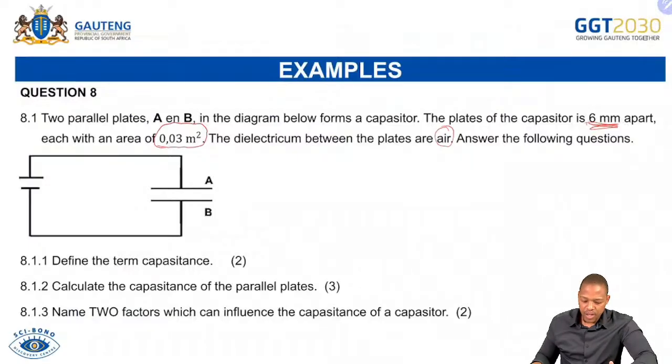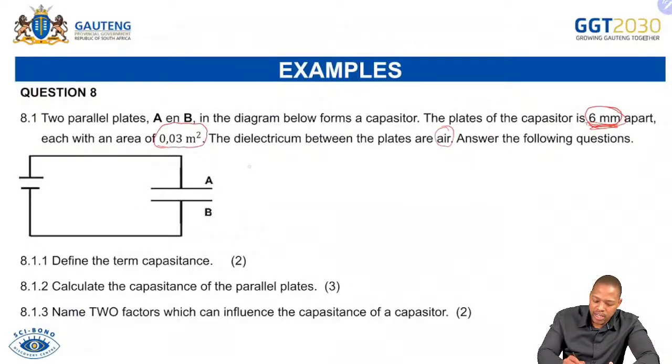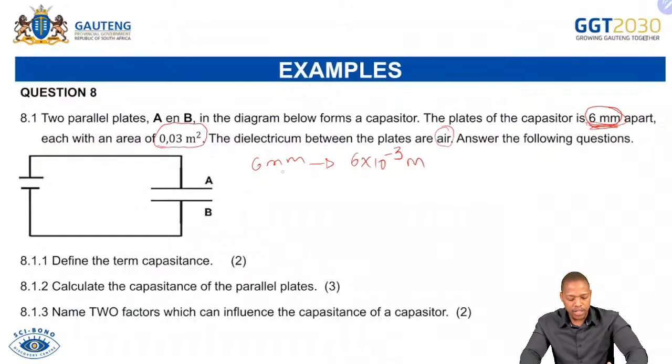Right. So before you can even do anything, maybe some of you would say, let's quickly convert that. 6 millimeters should be converted to meters as 6 times 10 to the power minus 3 meters, because milli is times 10 to the power minus 3. All right, and here we go.